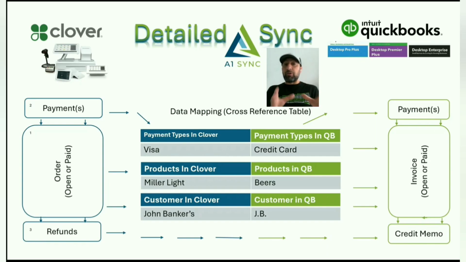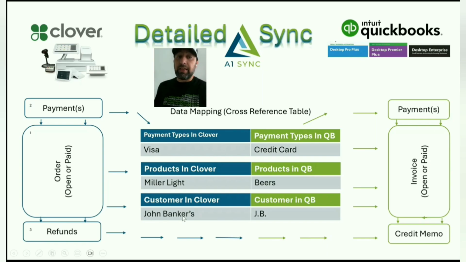No problem. We'll give them the cross-reference table. We'll take all of the products that are coming in from Clover that are beers, and you can just point them all to beer, just one product in QuickBooks, or any combination of that, right? So the cross-reference table will enable the merchant to have a certain set of products in QuickBooks and another set of products in Clover, and be able to have this integration flowing, where Miller Lite is coming in from the order on Clover and it's going into beers in QuickBooks.